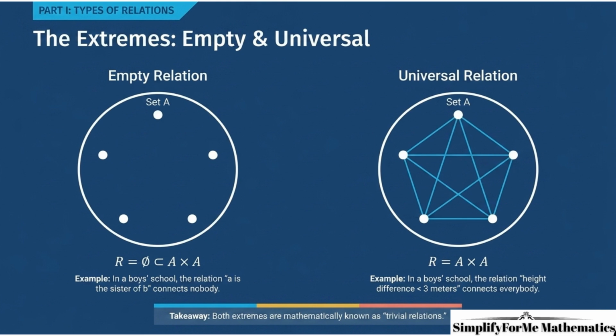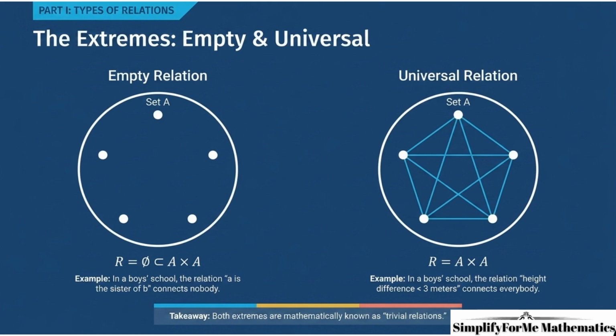Now let's look at two extreme types of relations, empty and universal relations. In an empty relation, no element is related to any other element. It's like having a group where no one interacts with anyone. On the other hand, in a universal relation, every element is related to every other element. It's the complete opposite. Everyone is connected to everyone.